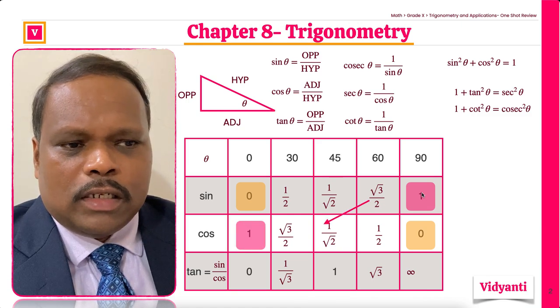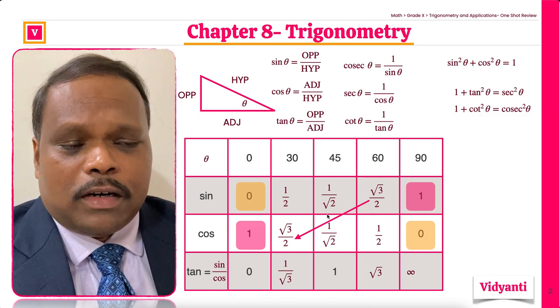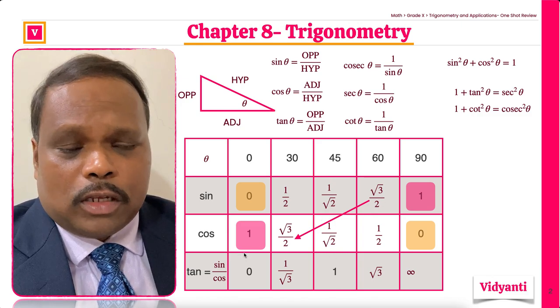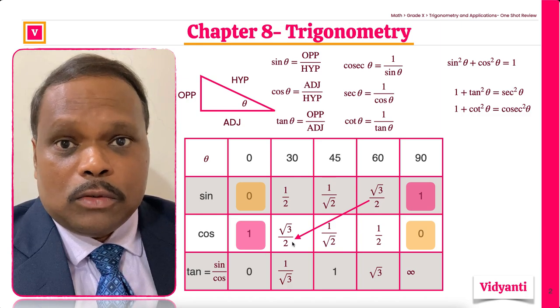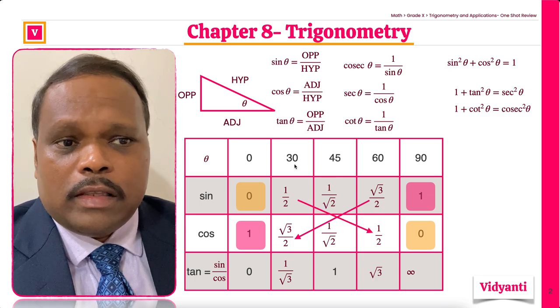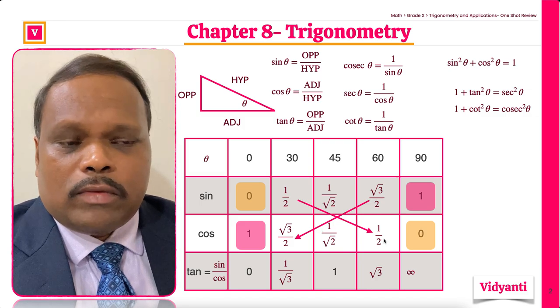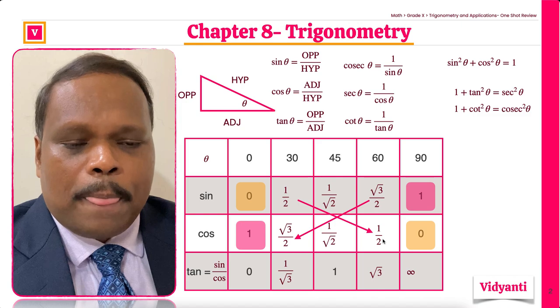So as you can see, this middle line, 45 degree line, serves as a reflection line, and then we see the mirror image on the other side. So here we have root 3 by 2, which is sine 60, and that will be exactly identical to cosine 30. And we can repeat that process, sine 30, which is half, and that will be exactly identical to cosine 60, which is 1 by 2.